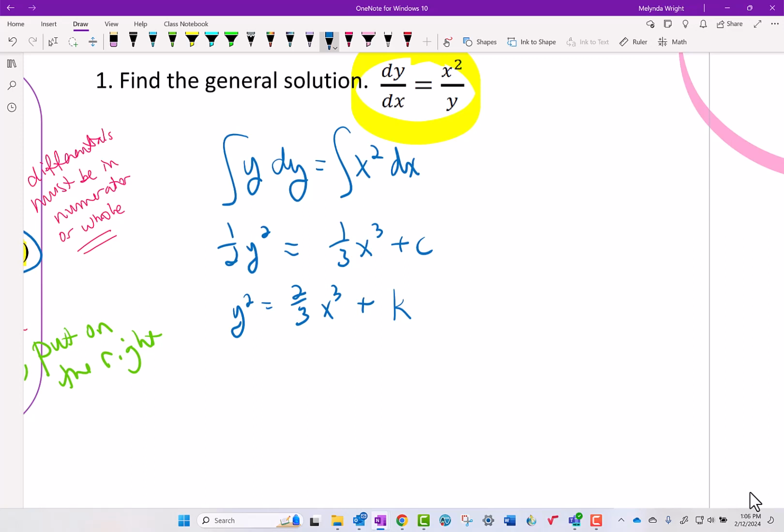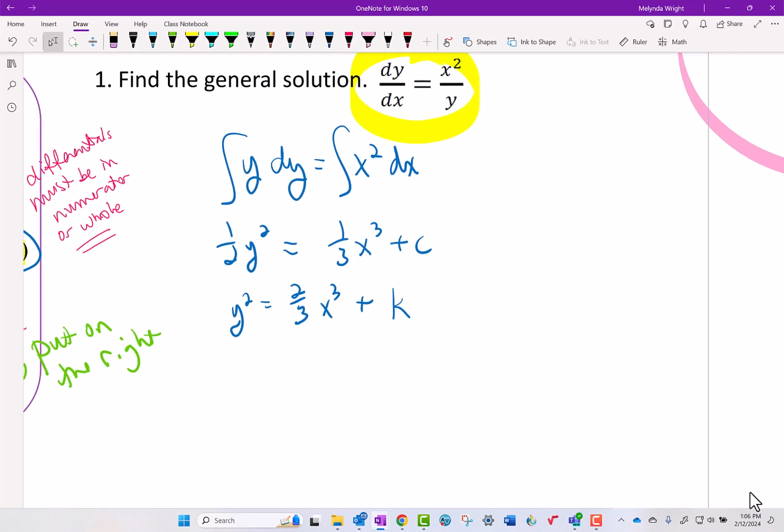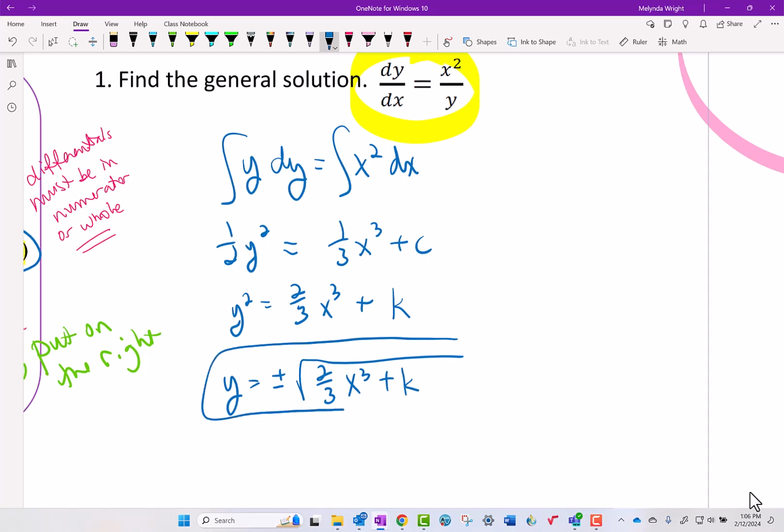Now we want to take the square root of both sides. So we get y equals plus or minus the square root of 2/3 x cubed plus k. And that's our general solution.